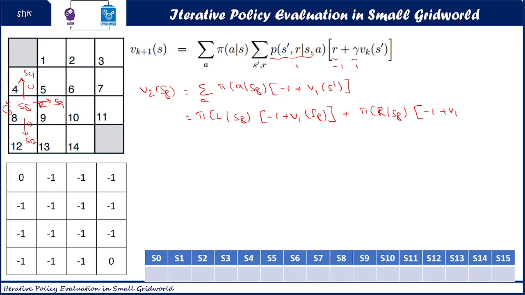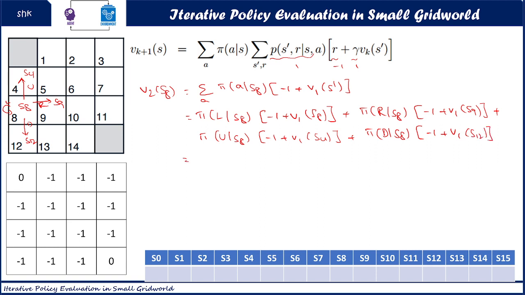When you take the right action, we reach the S9 state, so V1 of S9, plus pi of the up action from S8 state. The reward is -1, V1 of the next state. When you take the up action from S8, we reach the S4 state, so we get V1 of S4, plus pi of the down action from S8 state. The reward is -1, V1 of the next state. When you take the down action, we change the state to S12.